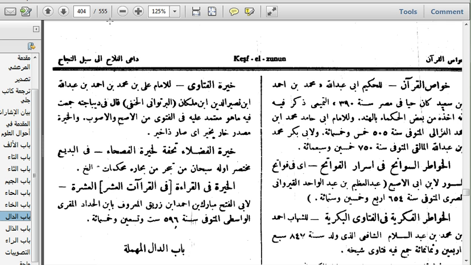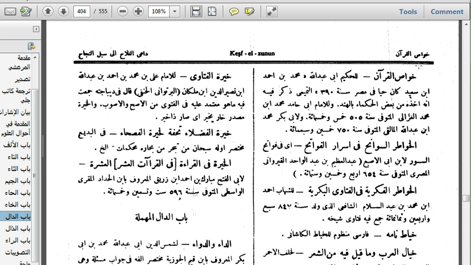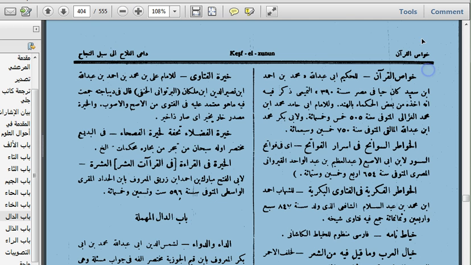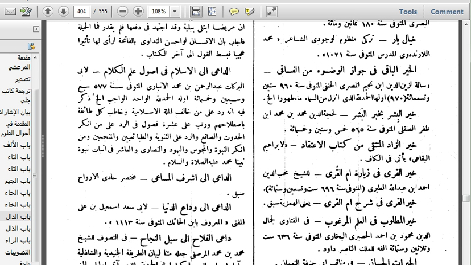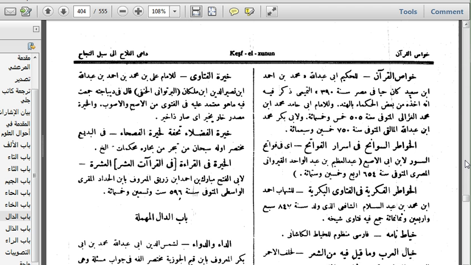Now here, before we go into the book, let me just zoom out there. On the right hand side over here, we have Khawas al-Quran, written in Arabic. That's basically what he means by that: the first book on this page on the right hand side, he's mentioned Khawas al-Quran, the writer, the author, etc. Then on the left hand side, Da'i al-Falah ila Subul al-Najah, which is the last book he's mentioned on this page, right at the bottom of the page.